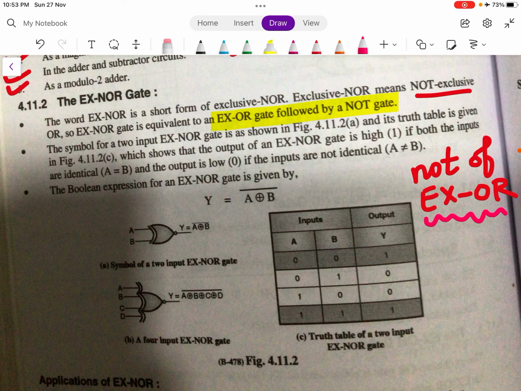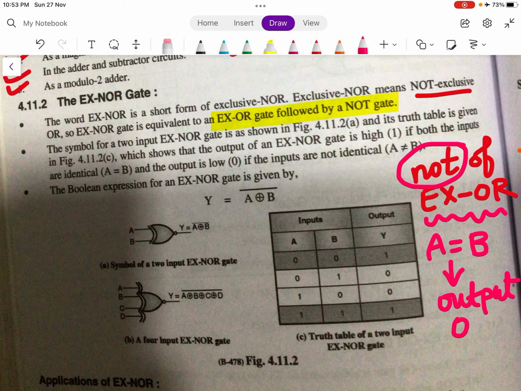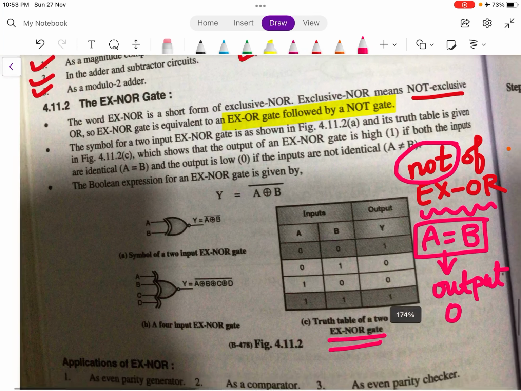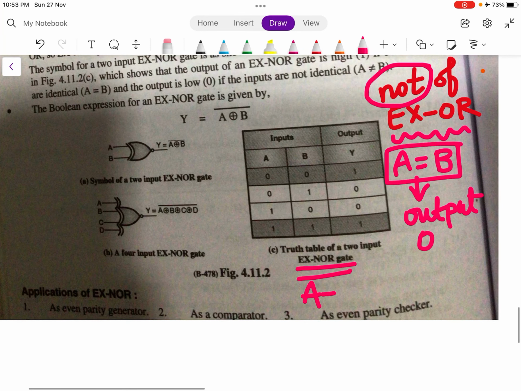We saw that in case of an XOR gate, if A was equal to B, then what was the case? You had the output as 0, that is a low output. So when you say NOT of XOR, that means complement. When I say complement, it will be reverse. In case of XNOR gate, if A is equal to B, then the output will be 1. So it will be the reverse of the XOR gate because it is NOT of the XOR gate.